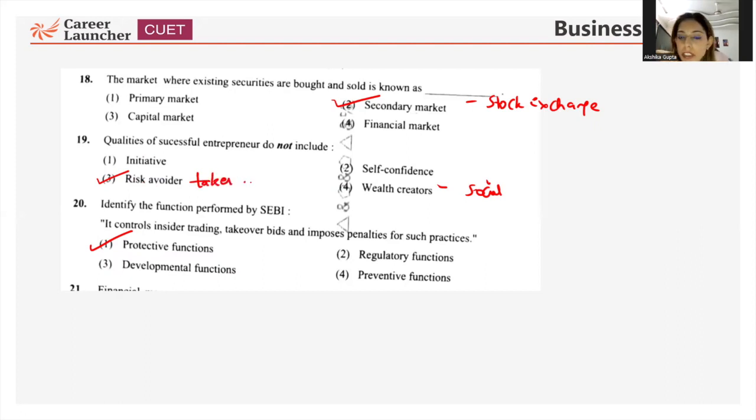Then identify the function performed by SEBI. It controls insider trading, takeover bids, and imposes penalties. That means they are doing the protective function. And what is protective function? To protect the interests of the people who have invested in the stock exchange. This can be done by controlling insider trading practices and imposing penalties for such practices.